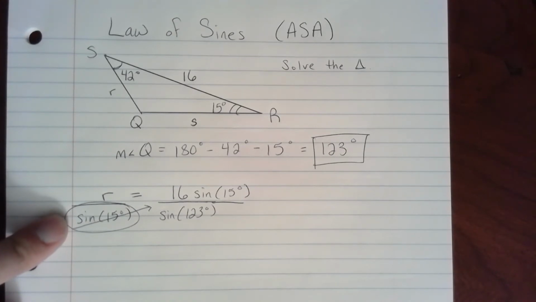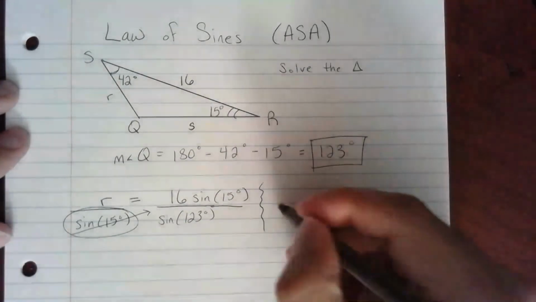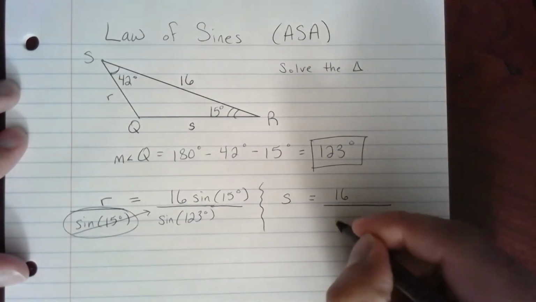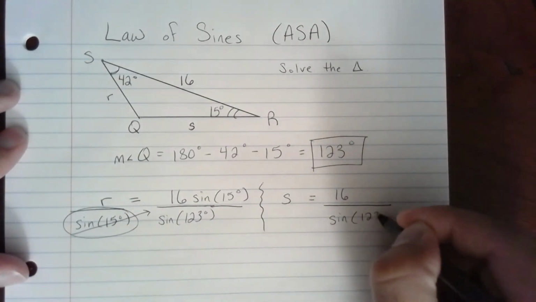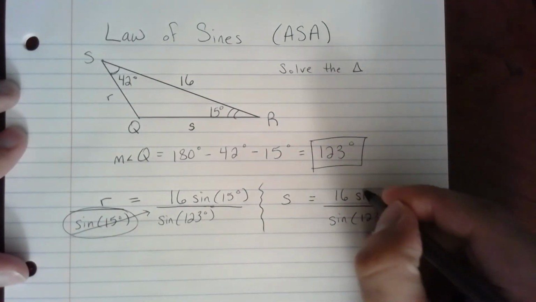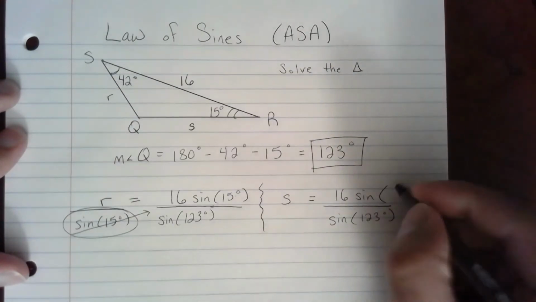The good news is this video is even shorter than the last one because I can just parallel that for little s. I'm still going to use 16 and sine of 123. There's nothing wrong with that. But over here, instead of big R, which had the 15 degrees, we're going to have sine of big S, which is the 42 degrees.